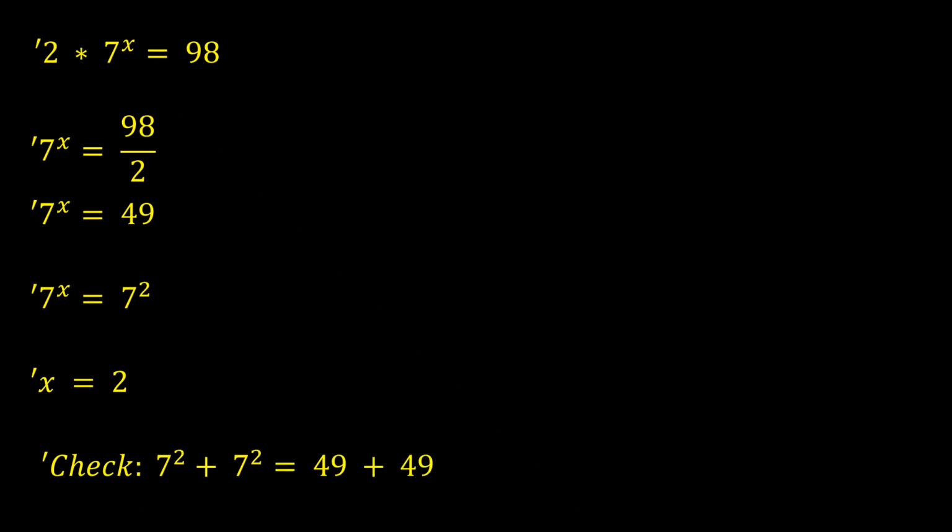Let's check our answer by substituting x equals 2 back into the original equation. This gives us 7 squared plus 7 squared, which equals 49 plus 49. This simplifies to 98.